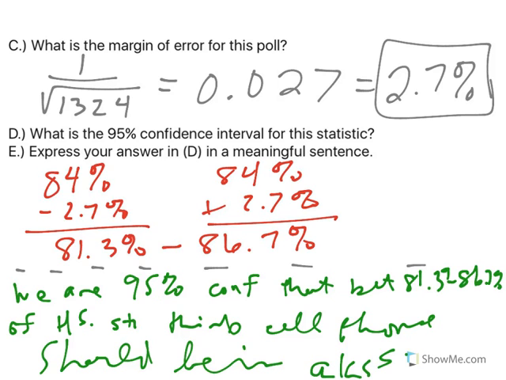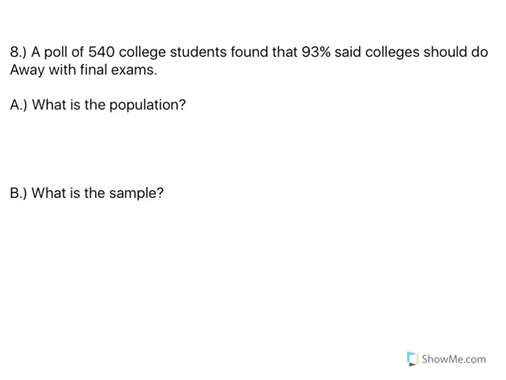Now, I call these like Mad Libs, if you remember Mad Libs from your childhood. You've got to start with your confidence, 95% confident. You need your interval. You need your population, and you need what they're doing. Those are the 4 pieces that you have to have in your meaningful sentence every time.